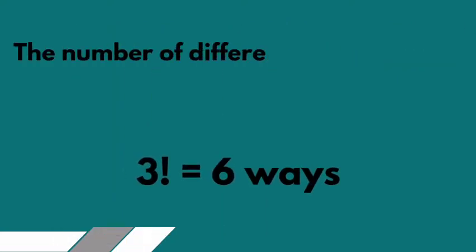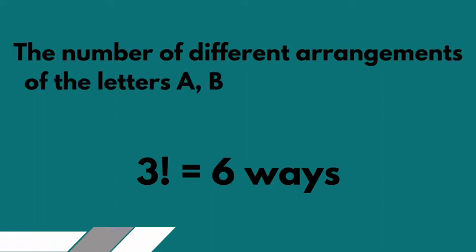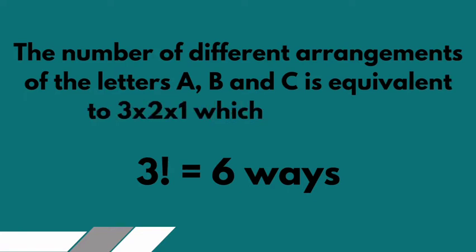The number of different arrangements of the letters A, B, and C is equivalent to 3 times 2 times 1, which means 3 factorial. So 3 factorial is the same thing as 6. So this is the other method you can use to solve that particular question.